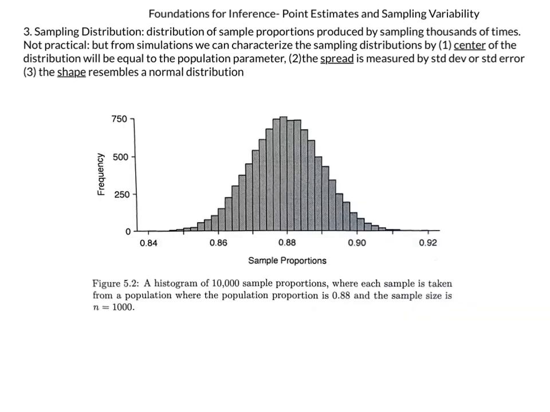So here your book says that we had that computer simulation of 250 million pieces of paper, and then we did 10,000 different samples, and each of those samples produced an estimate, our sample proportion, which we then can put in a histogram, and you'll see that this histogram starts to resemble a normal curve, and it will be centered at our actual population parameter. And your book says a histogram of 10,000 sample proportions where each sample is taken from a population where the population proportion is 0.88 and the sample size is n equals 1,000.